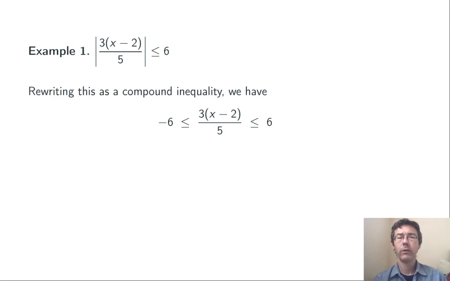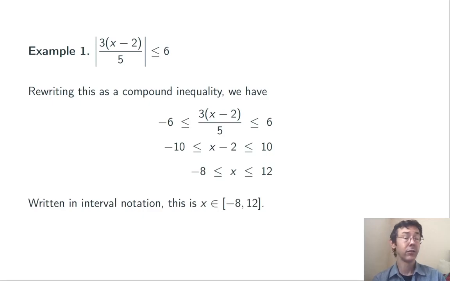Next, I want to solve so that I have x alone in the middle. I'm going to multiply the whole thing by 5/3, multiply by 5 and divide by 3. And then I'm going to add 2 to each piece of this inequality. I get negative 8 less than or equal to x less than or equal to 12. We can write that in interval notation as the closed interval negative 8 comma 12. Those square brackets indicate that the endpoints are included in our interval.